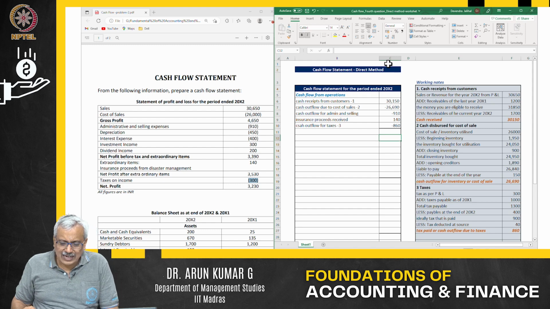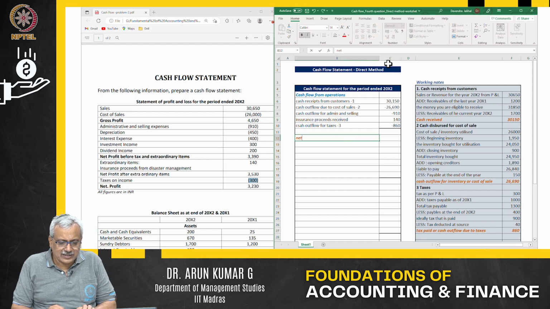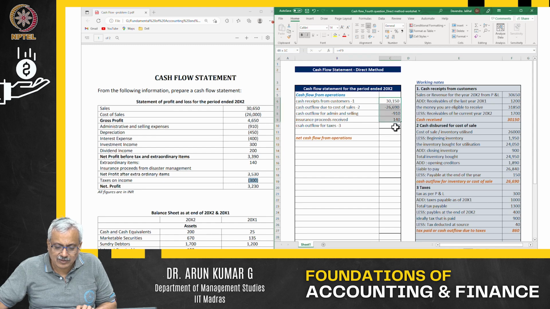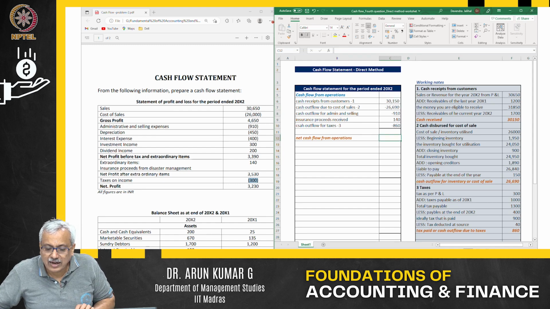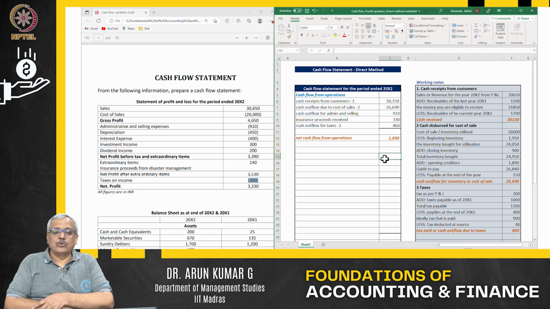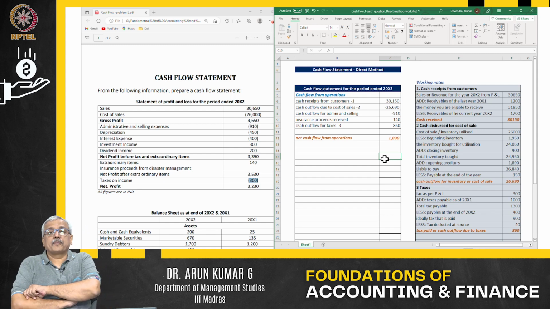So what is the net cash flow from operations? Net cash flow from operations out there is nothing but a sum total of this, and I am just going to total this up out here in this particular case, and that is about 1830 is the net cash flow from operations.